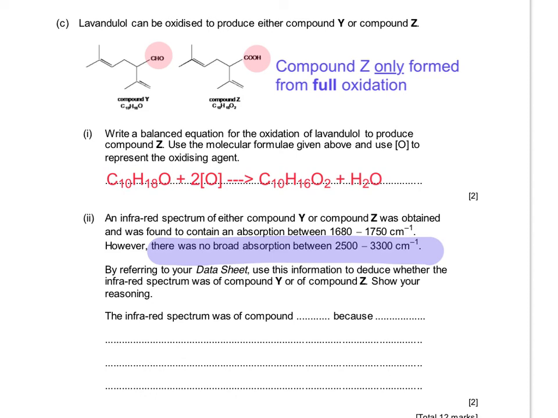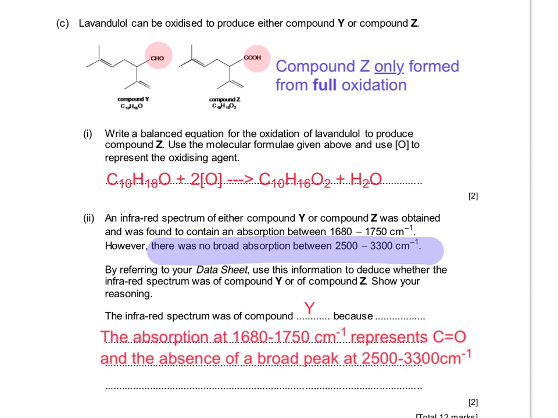Looking at that bit, that means that it cannot be a carboxylic acid because there's no OH as part of a COOH group. So if we're just left with 1680 to 1750 centimeters to the minus 1, that must mean it's compound Y. So there are 2 things you need to say quite succinctly here. The absorption at 1680 to 1750 centimeters to the minus 1 represents C double bond O, and the absence of a broad peak at 2500 to 3000 centimeters to the minus 1 indicates no COOH group. It's important both of those points are made.